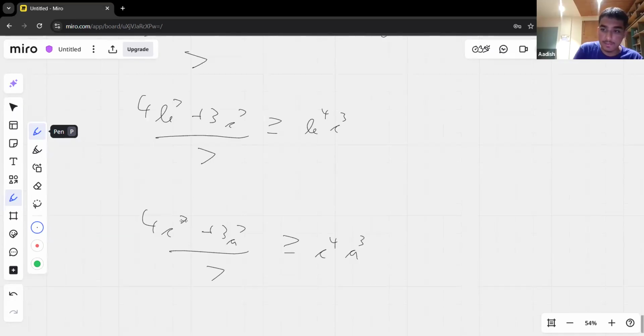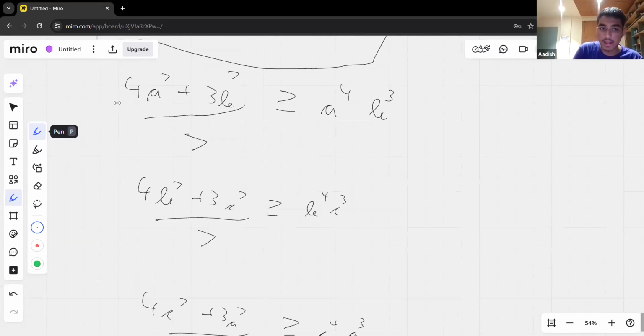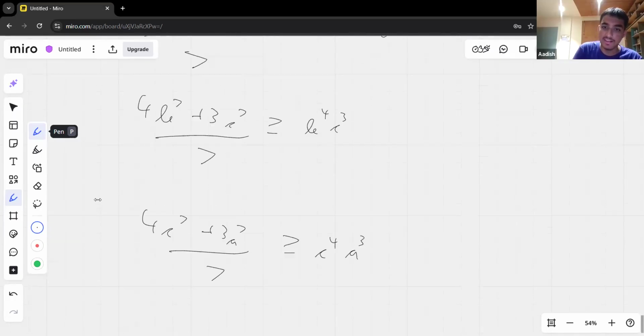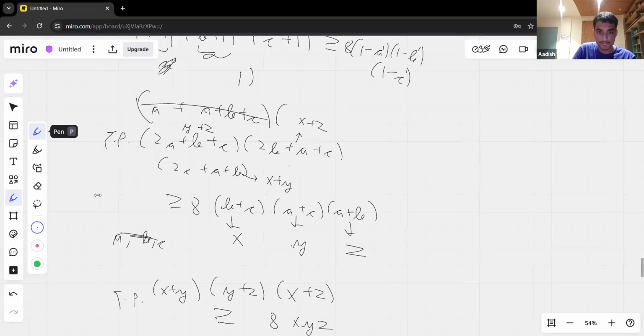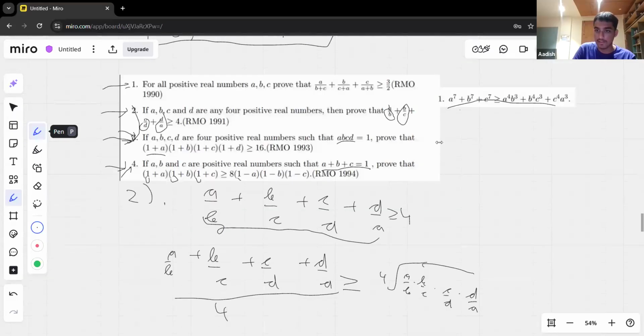And similarly do it for B and C and C and A, and add up the 3 equations and guess what you get. You get this. Is everyone clear with what I have done?